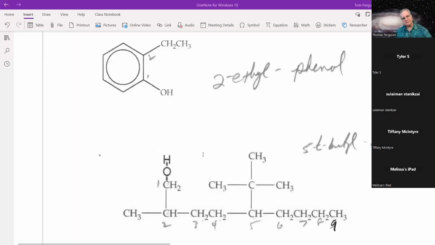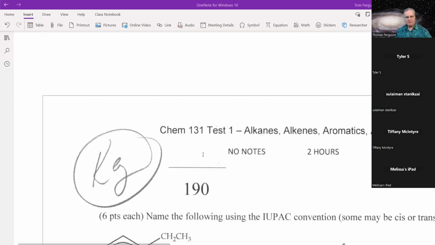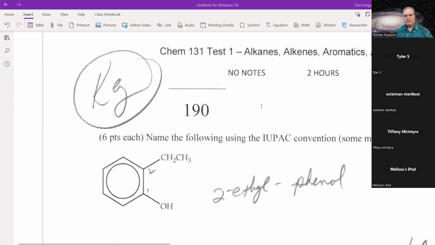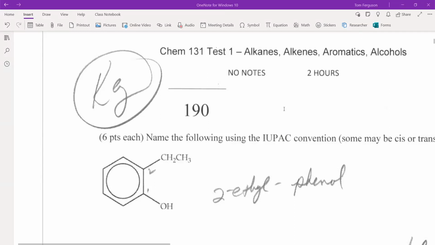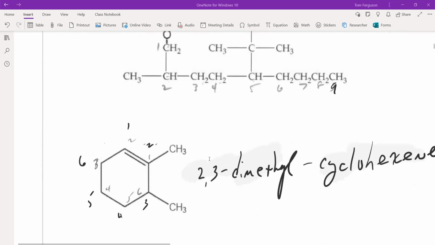All right, well, let's jump into what I'm going to do, which is go over some of the old tests. It'll give you an idea of how long my tests are. Okay, and I included one that didn't have answers at the very bottom.